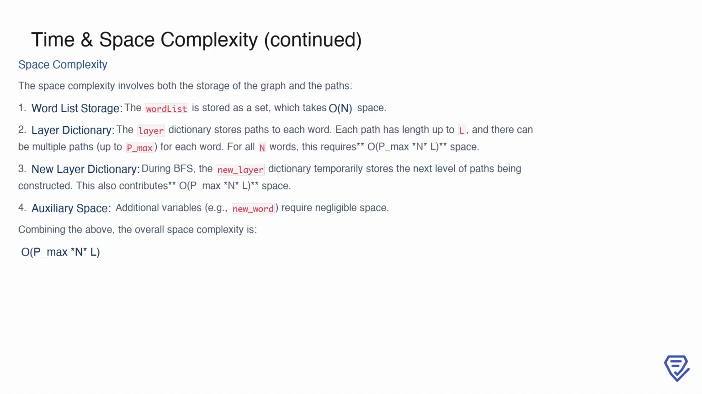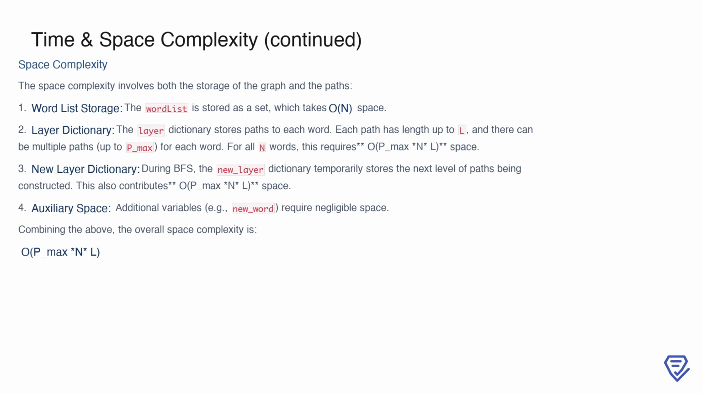Now let's delve into the space complexity. The first component is the storage of the word list, which is stored as a set and takes up O(N) space. Then, we have the layer dictionary, which stores all paths to each word. Since each path has a length of up to L and there can be as many as P_max paths per word, storing paths for all N words requires O(P_max*N*L) space.